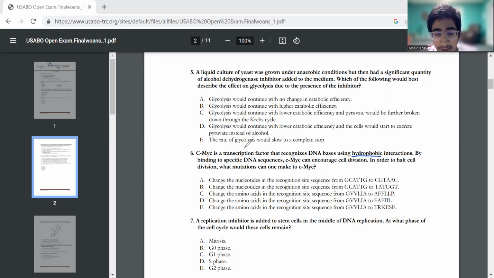Well, I can already eliminate C and D. Here's why. I can see that AFF-LLP and then FAFILL or IIL are very similar. So I can assume and predict that these are both going to have the same high polarity and thus hydrophobicity. Therefore, because they're both so similar, these are not going to be the answers. So C and D will not be the answers.